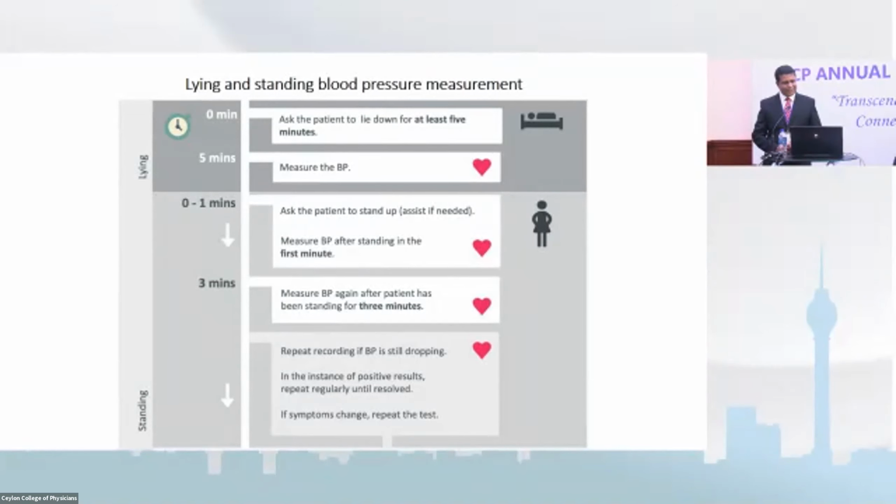For the first minute, you can measure blood pressure just after standing. So after the first minute, keep the patient standing for 3 minutes. Minimum, you have to keep the patient standing for 3 minutes and assess the blood pressure. And if you feel that from 1 to 3 minutes the blood pressure is falling, and the patient is asymptomatic, you can keep them for a few more minutes and see whether there is a massive drop of blood pressure.